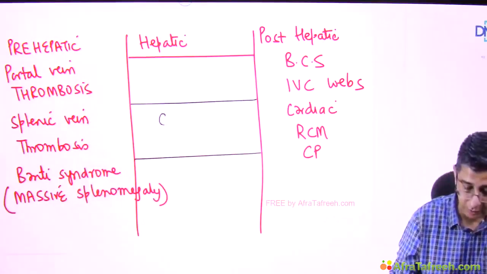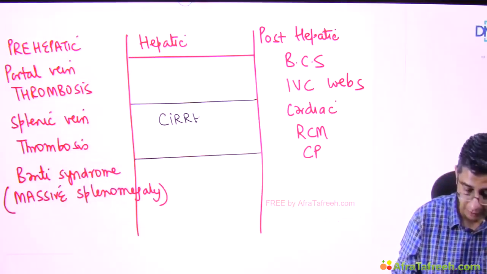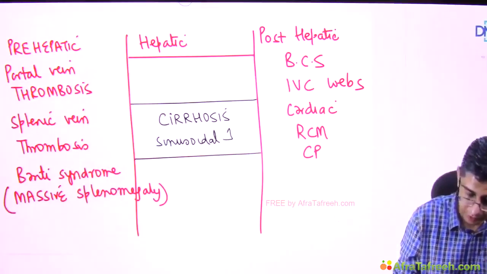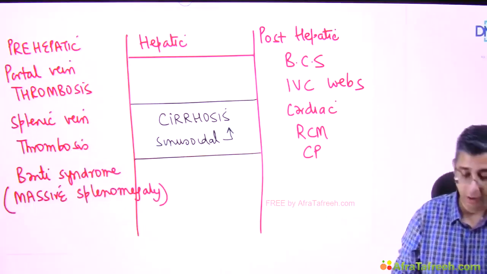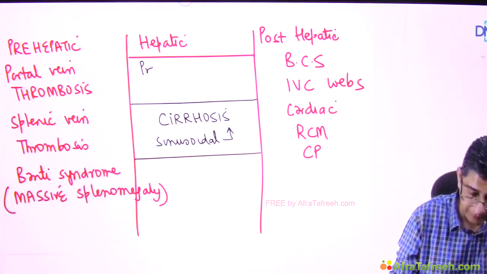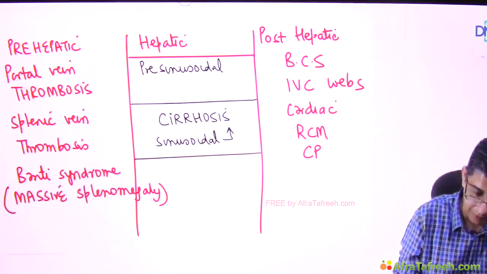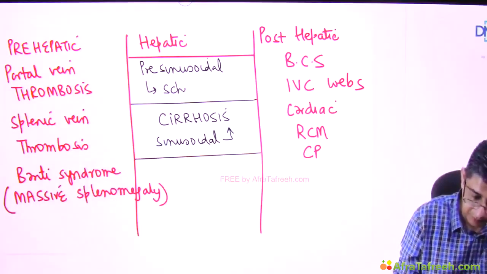For the hepatic causes, they have subdivided this into pre-sinusoidal, sinusoidal, and post-sinusoidal. When I say sinusoidal, that is cirrhosis of the various etiologies that I have mentioned. So I'll just jot that down. Sinusoidal cause is cirrhosis of the various etiologies. For the pre-sinusoidal variety, you need to remember a worm infestation, that is schistosomiasis.